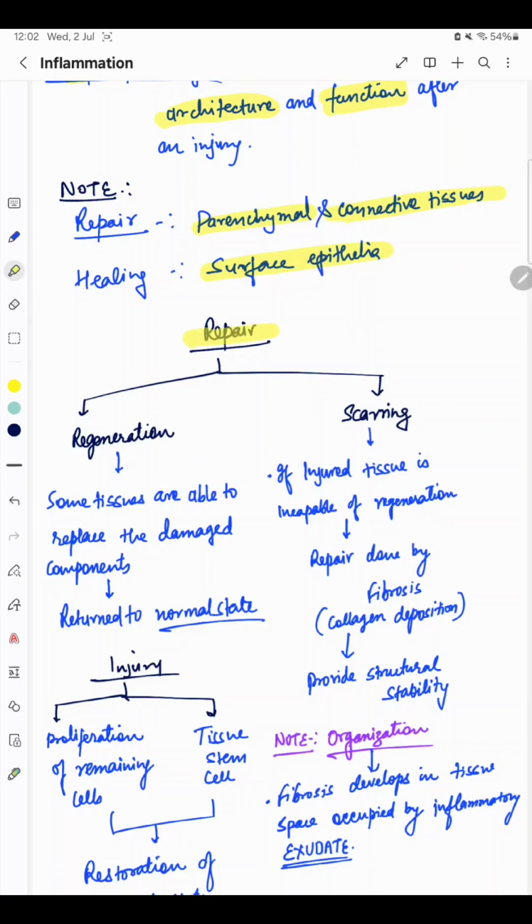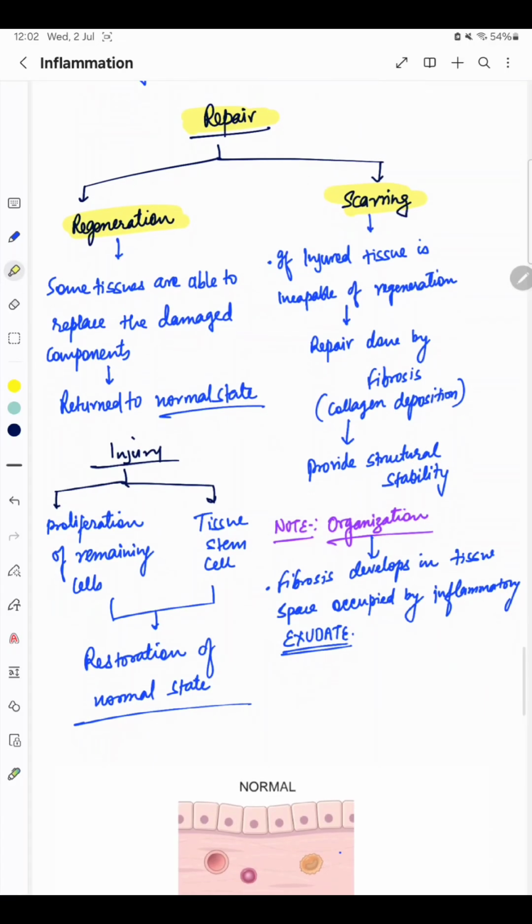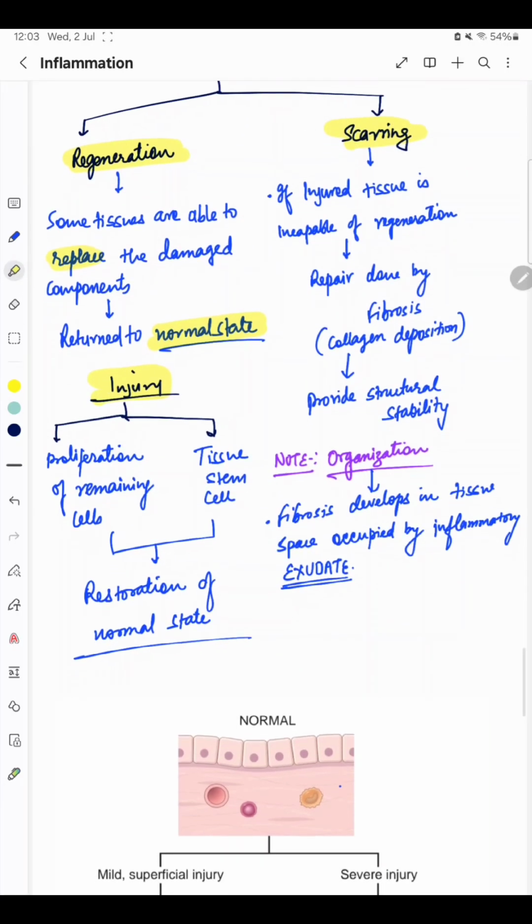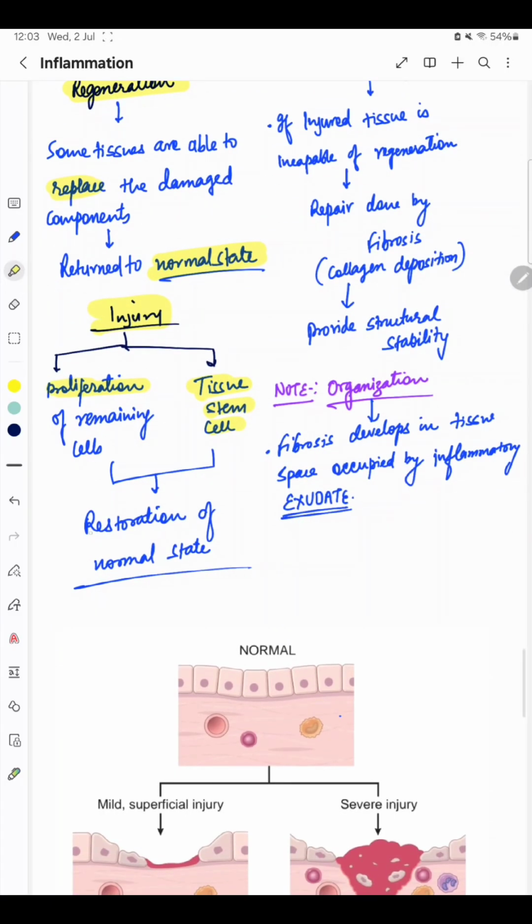Repair can be achieved by regeneration or scarring. In regeneration, some tissues of the body are able to replace the damaged component and return to the normal state. Like after an injury, the remaining cells of that particular organ proliferate and replace the damaged cells, or local tissue stem cells proliferate and restore the normal state of that tissue or organ.